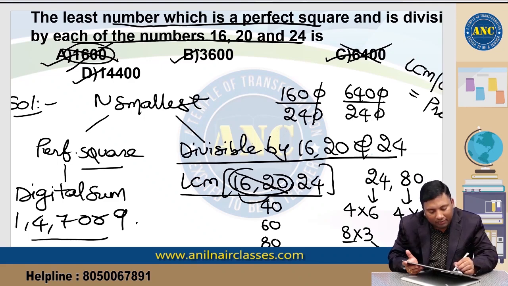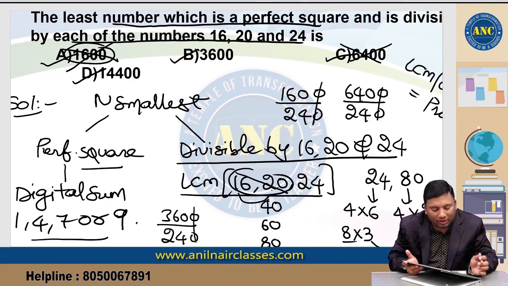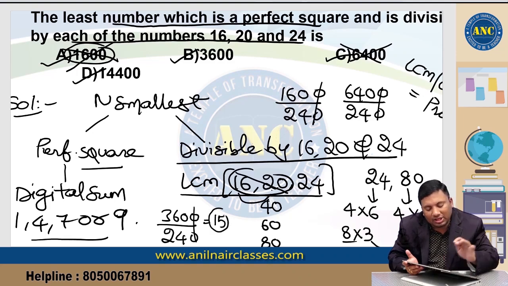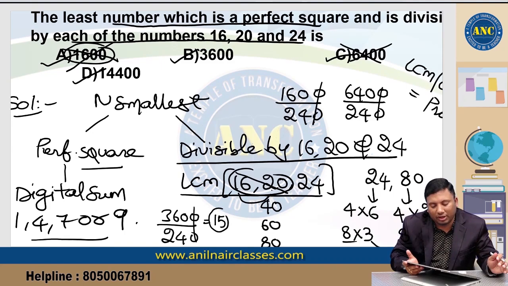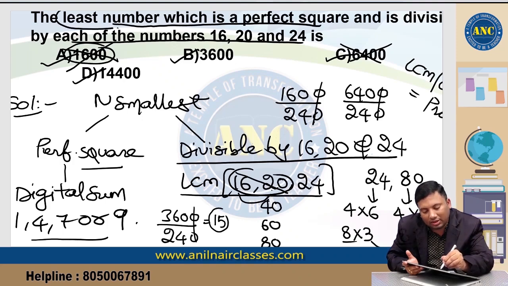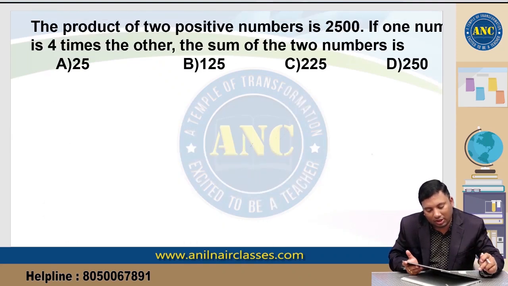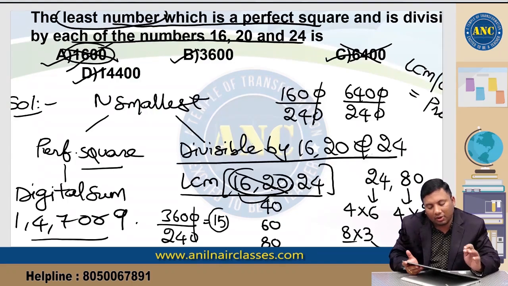Now if you see, 3600 is divisible by 240, 24 ones are 24, it is 15. 14400 is also divisible by 240. Now check which one, because the question asks for the smallest number. The smallest number among these four is 3600.